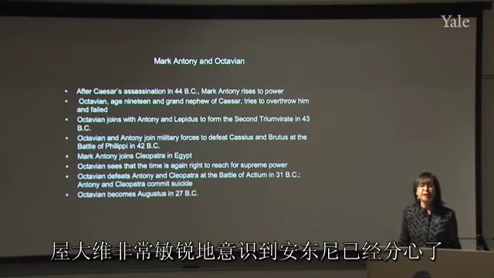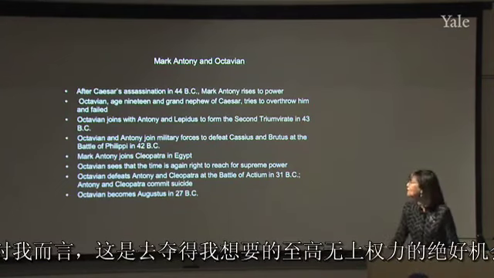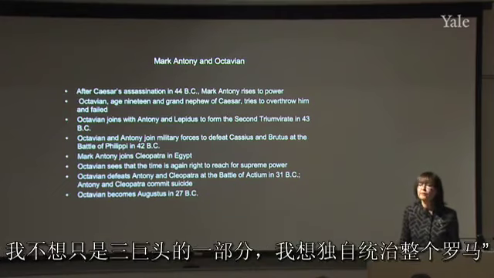Octavian very smartly realized Antony is distracted. This is a perfect time for me to try once again to gain the supreme power that I want. I don't want to be part of a threesome. I want to rule Rome completely myself.